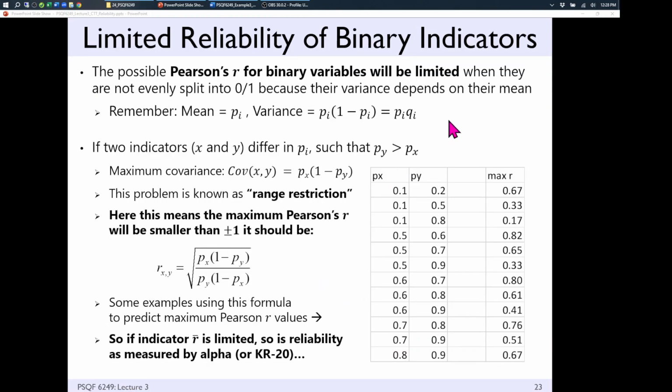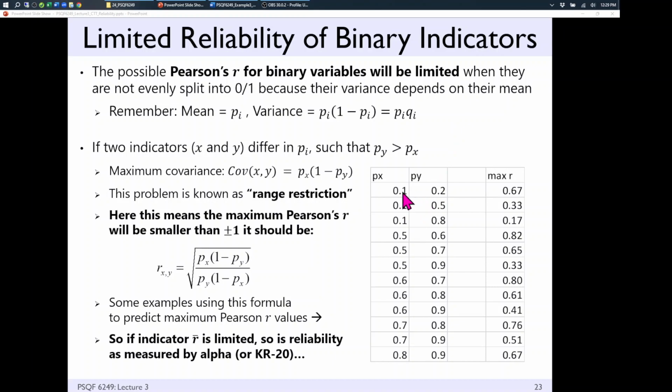The problem, though, is that KR20, using Pearson correlation, is going to be limited in terms of the reliability that it can possibly reach. Because the mean and variance are dependent in binary data, that is going to limit the possible correlation that 2 binary items can show. It's only going to have a maximum of 1 if both items have a mean of 0.5. So this table shows you some examples of what can happen.